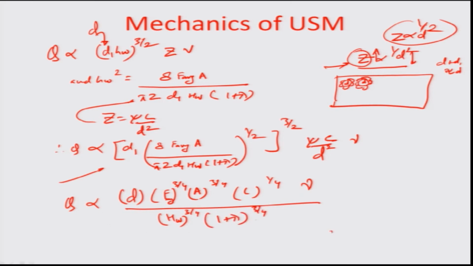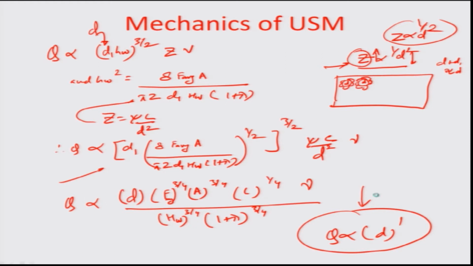So, as you can see here, the Q actually becomes equal to, or directly proportional to, the first power of d, which is what we started with, which was a disparity between the earlier theoretical model and the experimental observations. So, Q therefore becomes proportional to d to the power of 1.